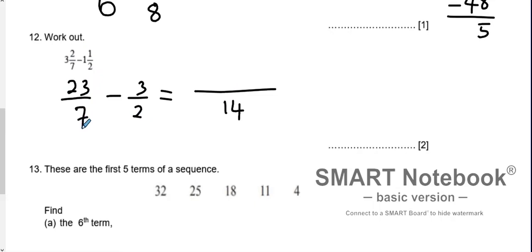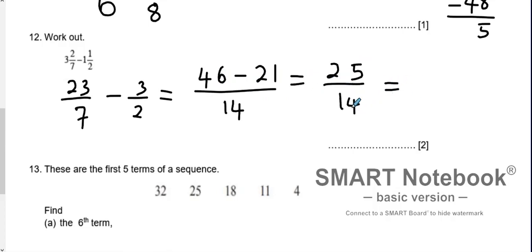14 divided by 7 is 2. 2 times 23 will be 46. 14 divided by 2 is 7, times 3 will be 21. When you subtract that, you'll be getting 25. So 25 over 14.